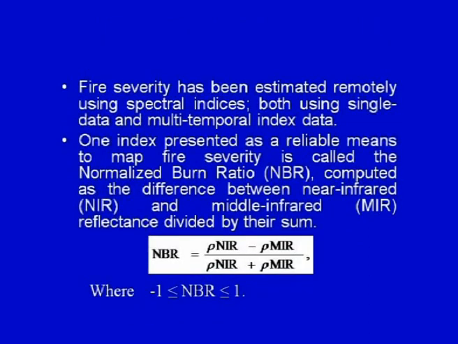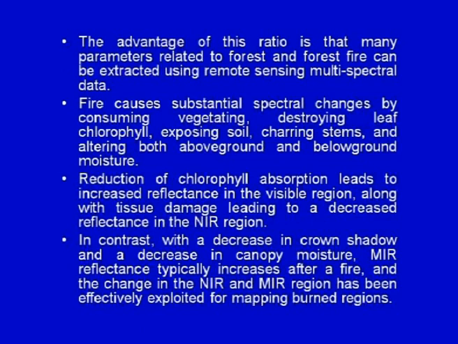Fire severity has been estimated using remotely sensed spectral indices, using single date and multiple temporal data. One index represented as a reliable means to map fire severity is called the normalized burn ratio, computed as the difference between the near infrared and the middle infrared reflectance divided by their sum, where the value of NBR would range between minus 1 to plus 1. The advantage of this ratio is that many parameters related to forest and forest fires can be extracted using remote sensing multispectral data.